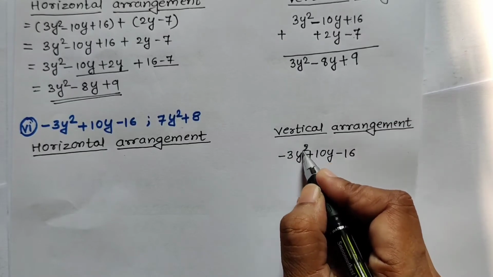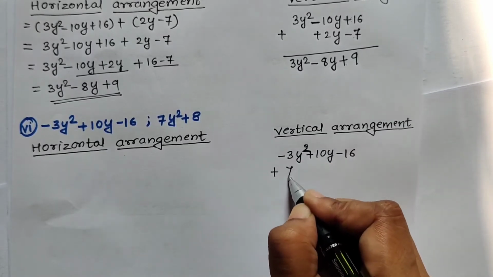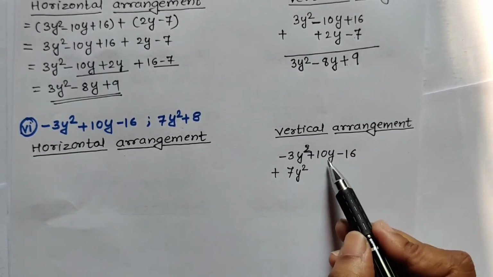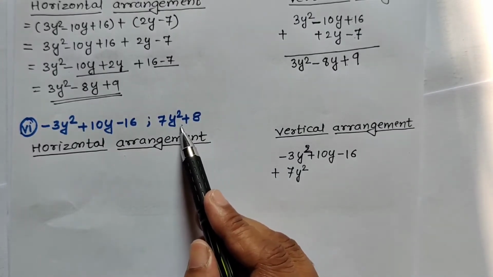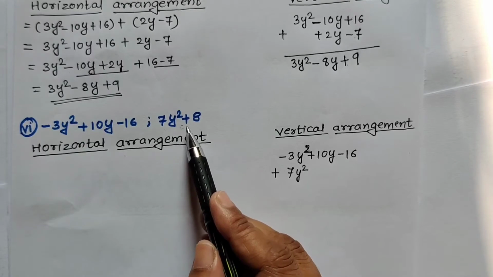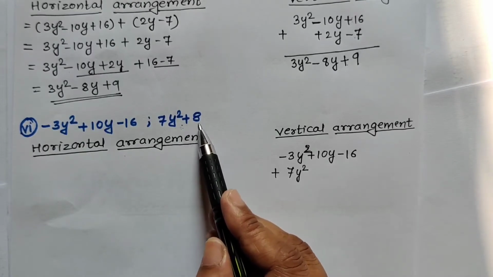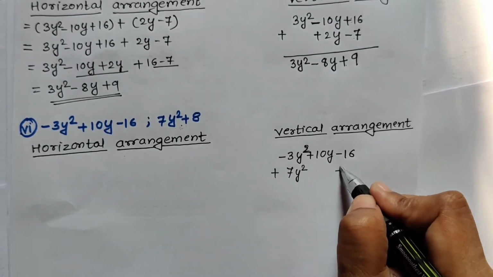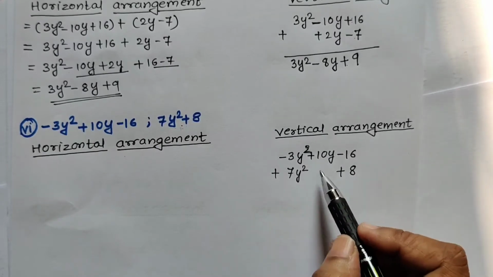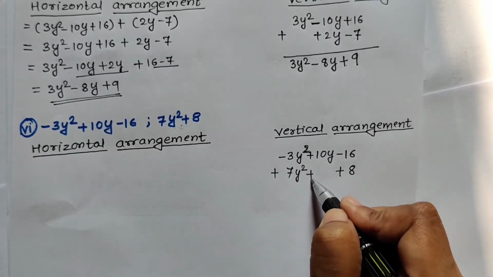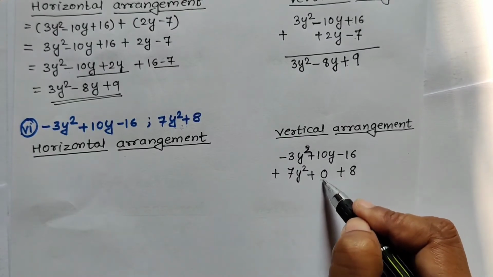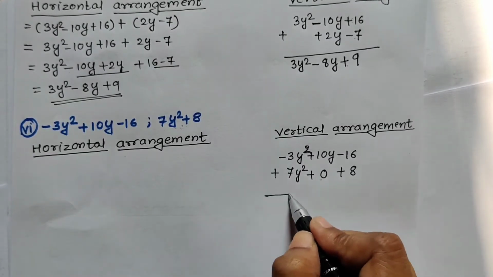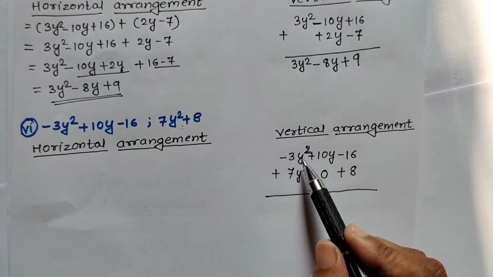So below y square we are going to write plus 7y square. Now after that only the y term is not there in the second polynomial, as you all can observe. There is directly the constant term plus 8. So below this constant term I write plus 8. If nothing is there, if you want you can write 0. Otherwise don't write anything, you can keep it blank. Otherwise write 0. Now let us solve this.